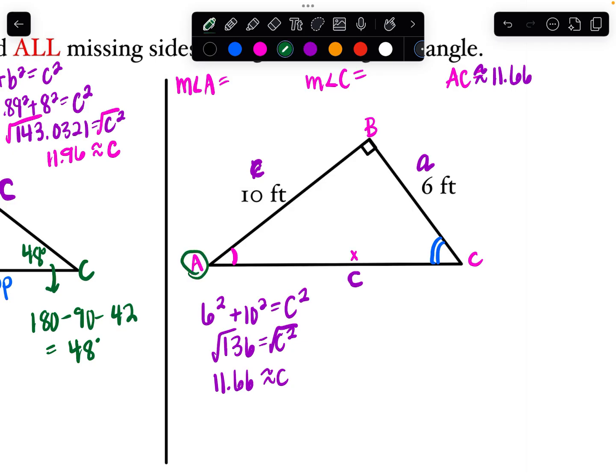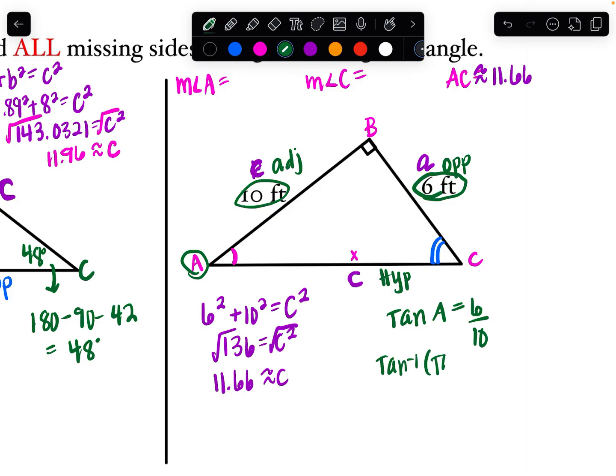So if A is my reference angle, this is my hypotenuse, my opposite, and my adjacent. I know opposite and adjacent, so I'm going to be using tangent. So tangent of A is opposite over adjacent, or 6/10. Solving this then by doing inverse tangent on both sides. The inverse tangent and tangent cancel out.